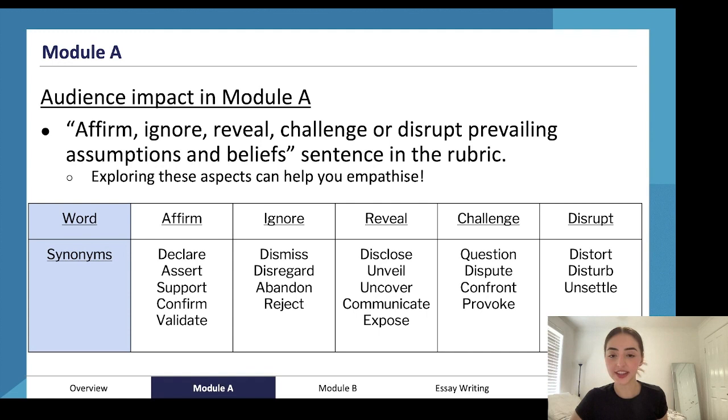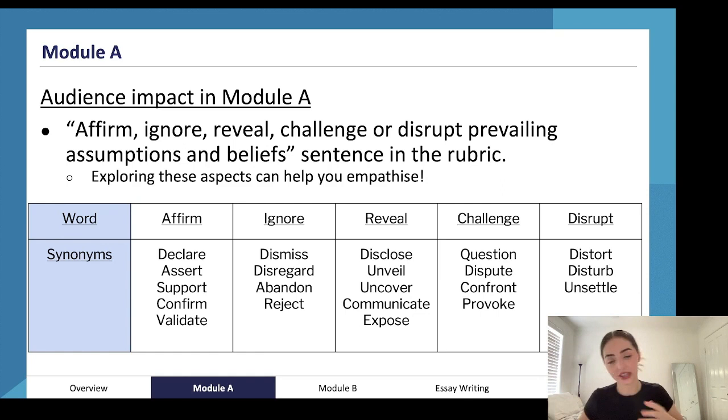These are kind of synonyms you can have for the syllabus words. So this is straight from the syllabus. It's asking you, how does your text affirm, ignore, reveal, challenge, or disrupt prevailing assumptions and beliefs about certain identities and cultures? And that's your audience effect, right? My text affirms this about Asian Australian identities, and this challenges my own worldview in this way. Something like that. So here are some synonyms.